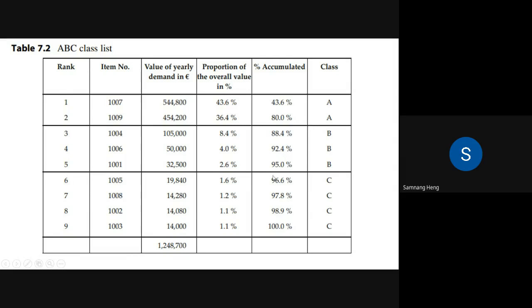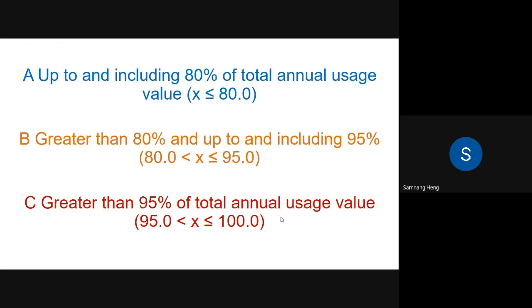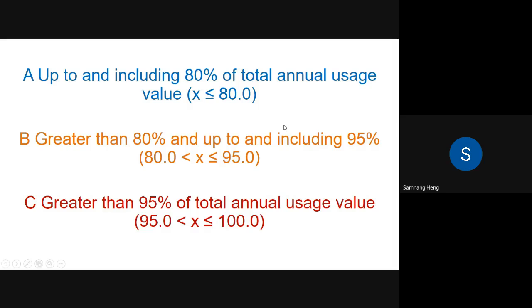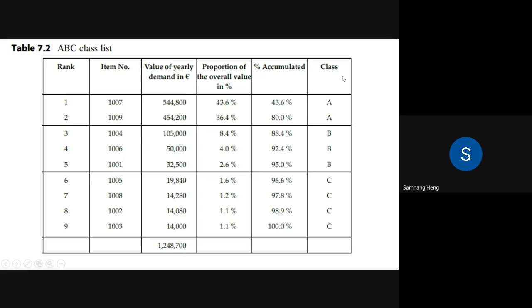So you add this because it's easier to classify it. Some books say class A accounts for 10%, but for our book, class A accounts for the top 80% of the total value. So you see here, 80% of total annual usage. You go to the accumulated percentage, 80%, so you stop here. You cross the border and put these 2 items in class A.